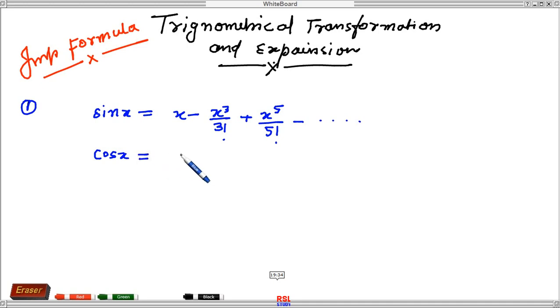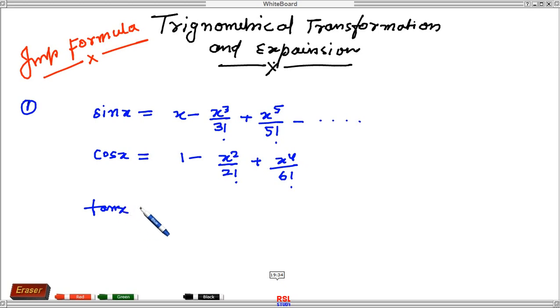Similarly, the expansion of cos x is 1 minus x square by factorial 2 plus x power 4 by factorial 6, and so on.